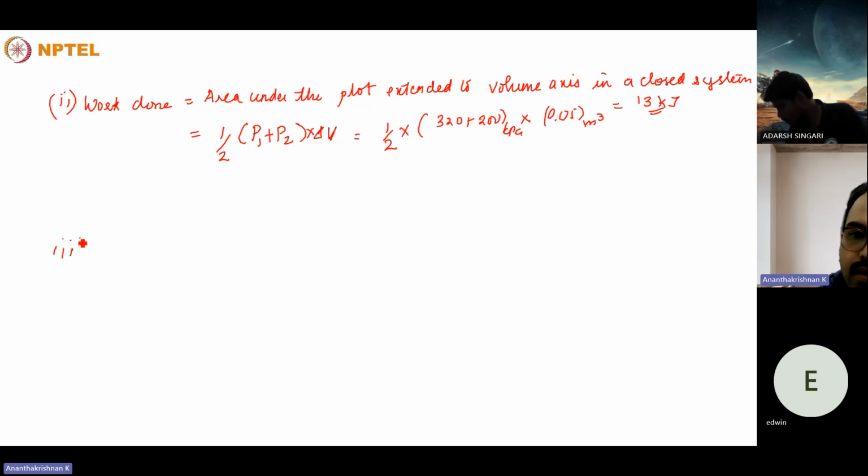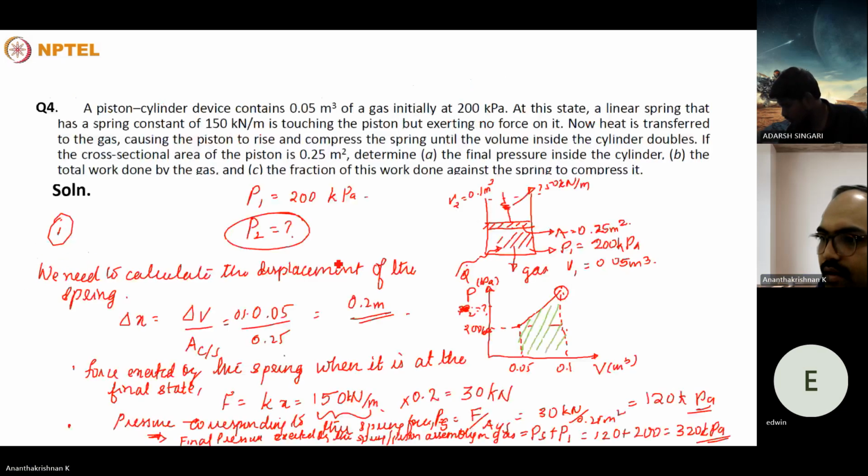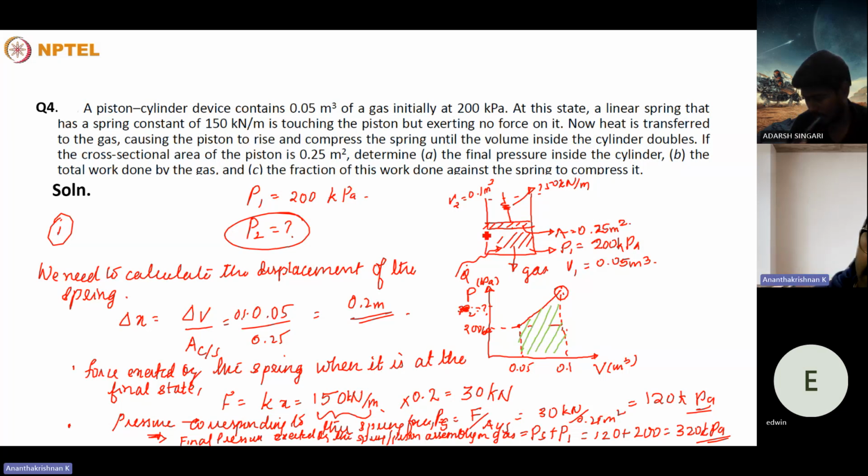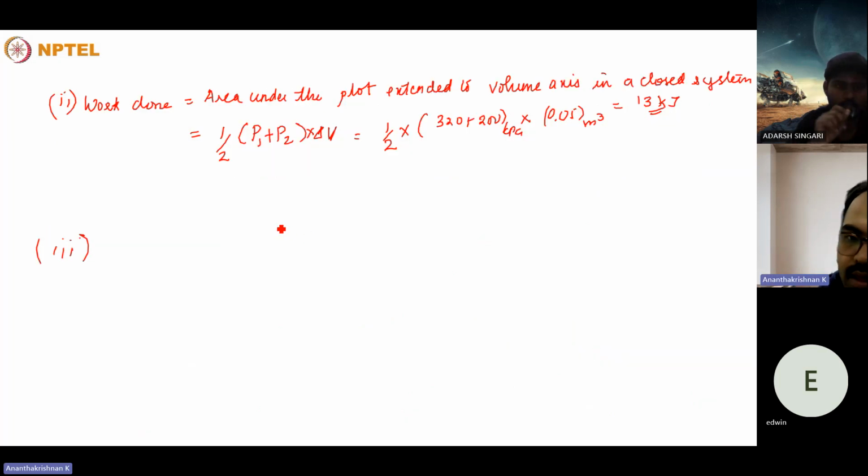And the slightly confusing part of this problem is the last part. We have to calculate the fraction of the work done against the spring to compress it. Half kx square. Yes, right. So the potential energy stored in the spring during the compression process can be written as half into spring constant into delta x squared, or basically x2 squared minus x1 squared.